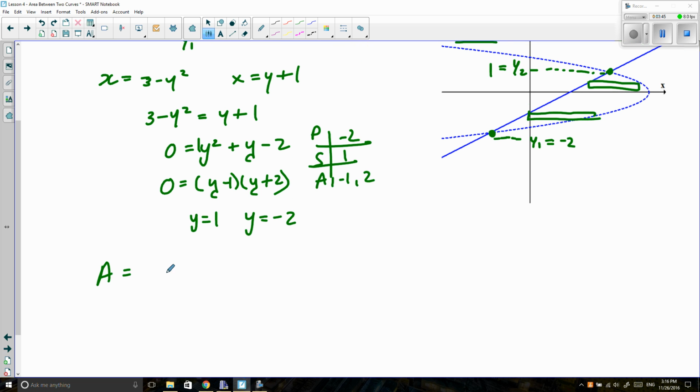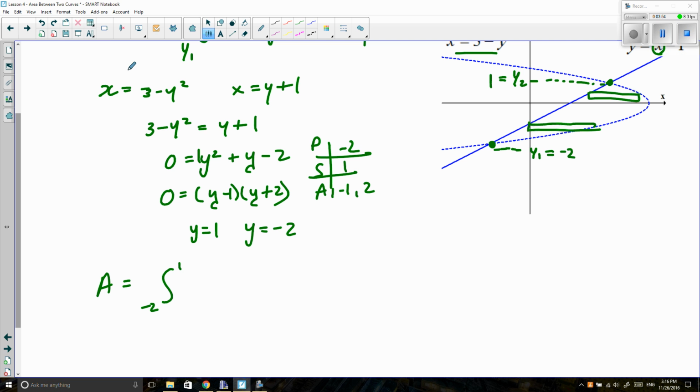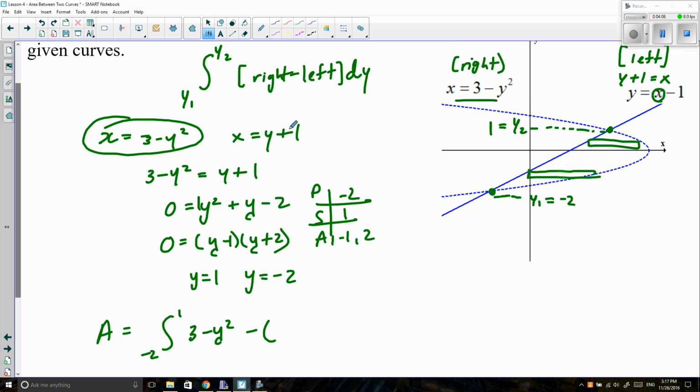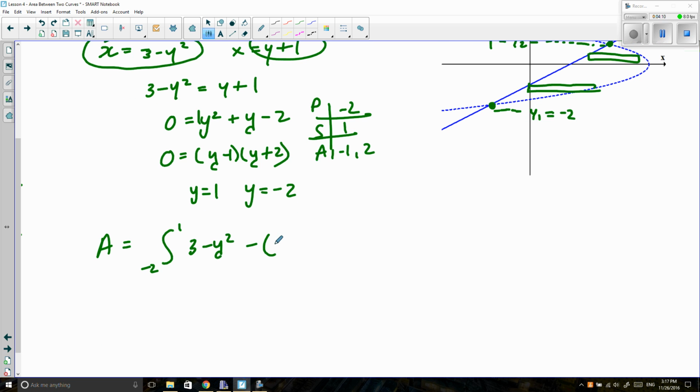So my area is equal to the integral of y1, which is the small number, negative 2 to positive 1. My right curve is defined by this function. So I'm going to put in 3 minus y squared, and then I'm going to subtract my left curve. My left curve was redefined as y plus 1. So I'm going to put that in my function. So minus y plus 1.